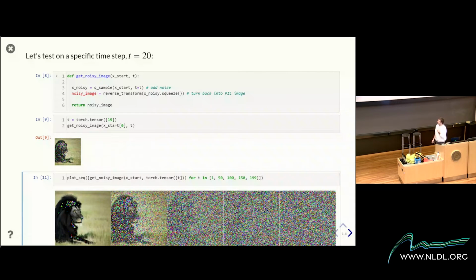Now I can do the same for more steps. For example, for step 1, you see there is very little noise. Then 50, 100, 150, 199. 199 is our capital T. So you see this is basically pure noise. Even after 100, and certainly after 150, you don't see the lion anymore. You basically see only noise.